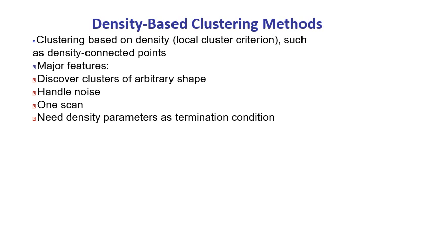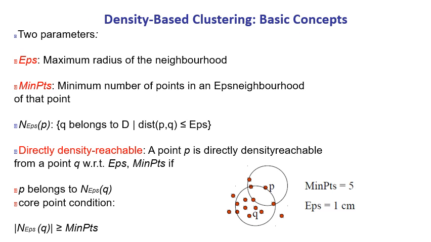It handles noise efficiently. It needs a single scan, we are going to get the answers. Termination condition parameters. So these are the four major features of this density-based clustering method. Then we have the basic concepts. Objects which are related to each other are grouped as a single cluster, whereas it will be different from the other clusters.